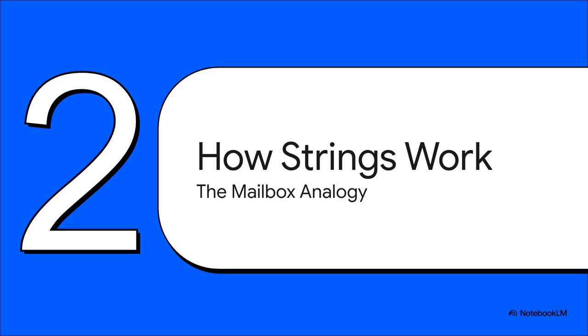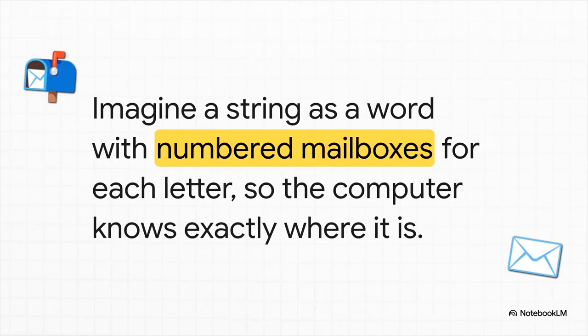All right, so we get what they are, but how do they work inside the machine? To really get a grip on this, we're going to use a great little analogy. Think of it as a row of numbered mailboxes. Just picture a string like a row of mailboxes, right? Each one's got a number on it. So for any word, every single letter gets its own little box, and that box has a unique address. This is how a computer keeps track of where every single character is supposed to be.